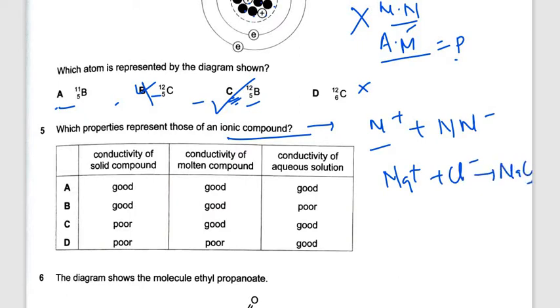Now look at this question. Which of the ionic compound? Ionic compound is always solid at room temperature. It is a good conductor of heat and electricity when you dissolve it in water, or when it is in the molten state.